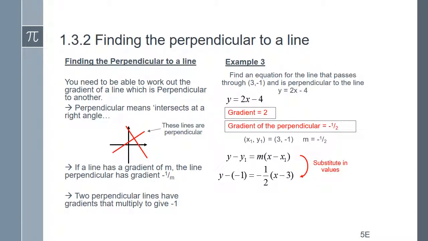Substitute in the values. Y minus minus 1 is minus a half, times x minus 3. Expand the brackets and then rearrange it to get y equals minus a half x plus a half, or you can rearrange it into the other form if you like.